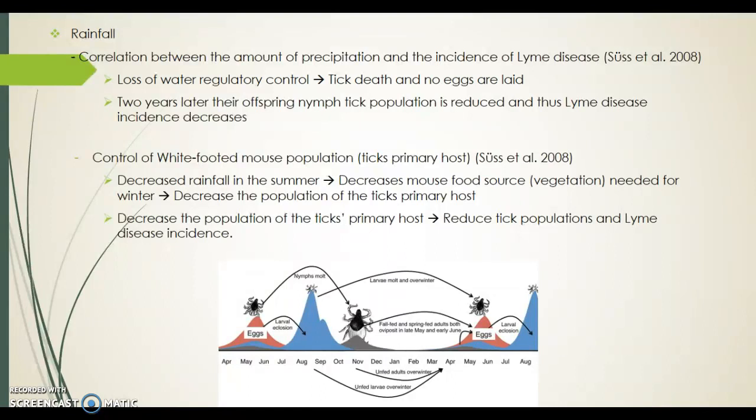It also has to do with the control of the white-footed mouse population. So if there's a decreased rainfall in the summer, it decreases the mouse food source, which is mainly vegetation. And this vegetation is what they need for winter. This leads to a decrease in the population of the tick's primary host. Decreasing the population of the tick's primary host will reduce tick populations and Lyme disease incidence as well.